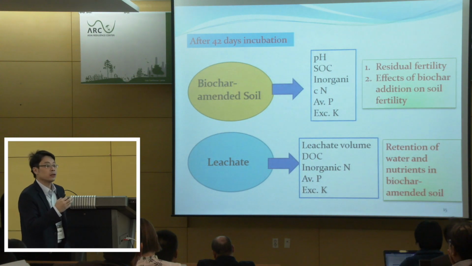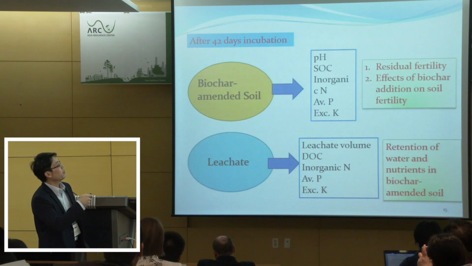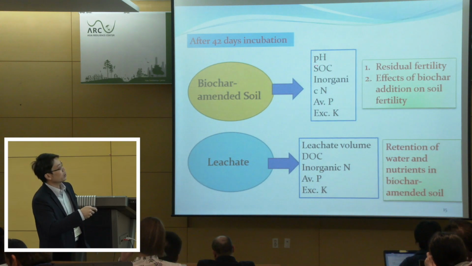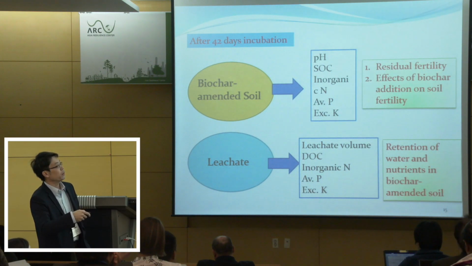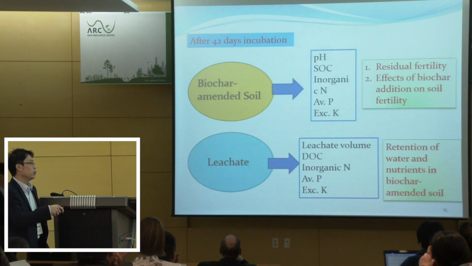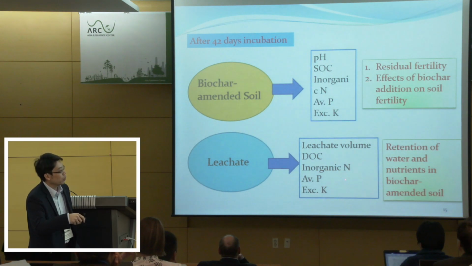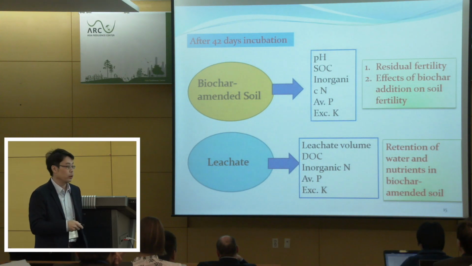For the results, we have two parts. We analyzed the biochar amended soil after incubation, and we also analyzed the leachates. For the soil, we determined the pH, soil organic carbon, organic nitrogen, available phosphorus and potassium to check the residual fertility and the effects of biochar addition on soil fertility. For the leachate, we determined the leachate volume and the DOC, nitrogen, phosphorus, and potassium, because we want to check the retention of water and nutrients in the biochar amended soil.